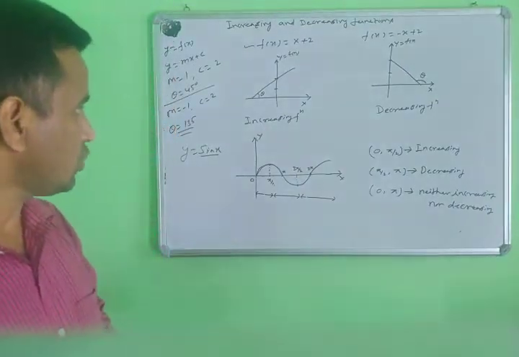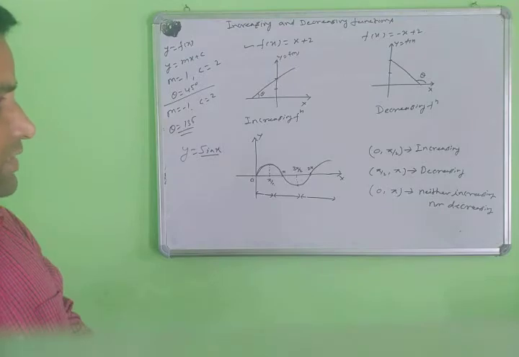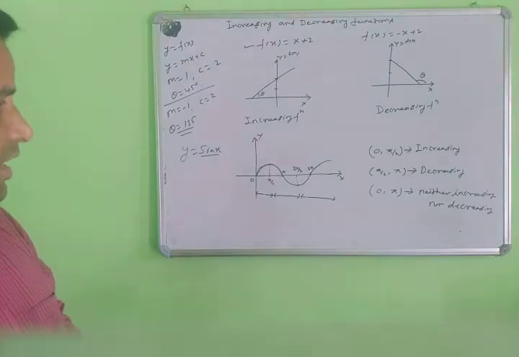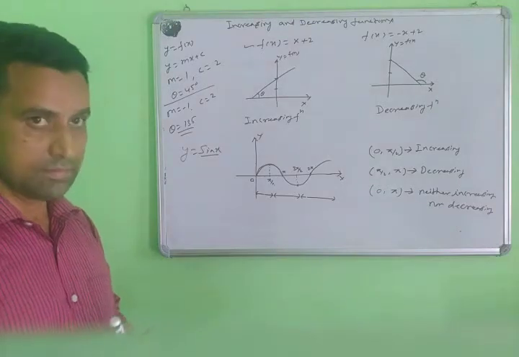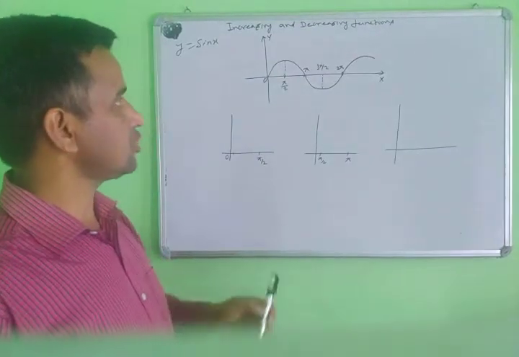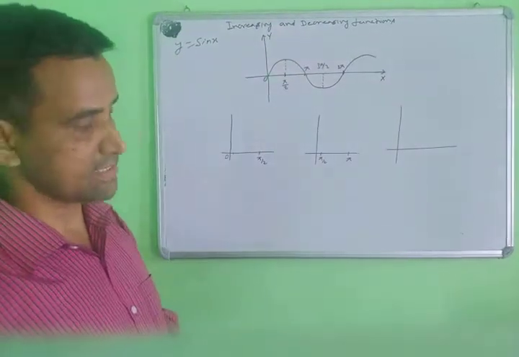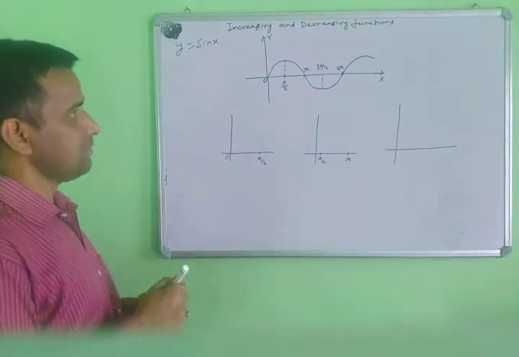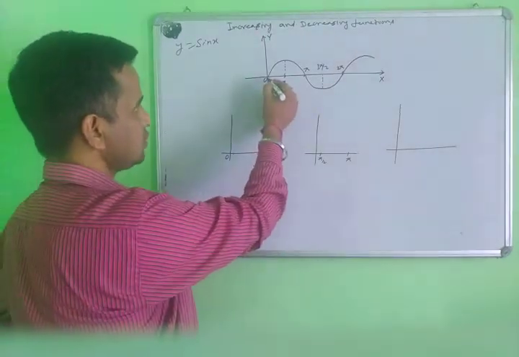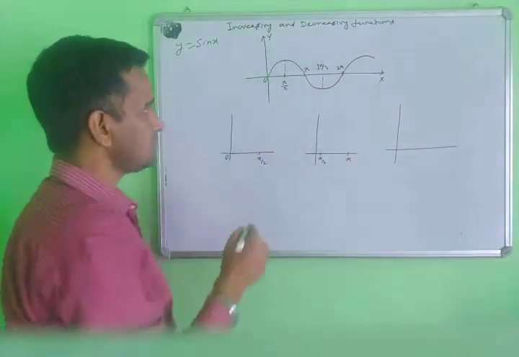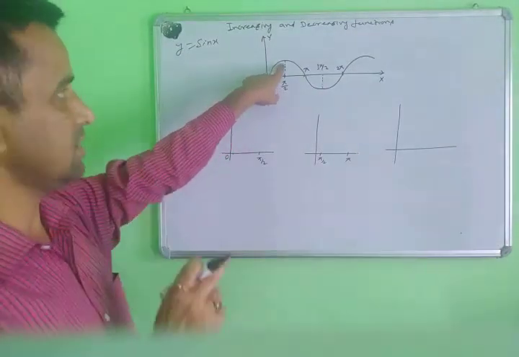Then what is the geometrical meaning of this? We will discuss it here one by one. Now the geometrical meaning for the function y equal to sin x. You observe that on 0 to pi by 2, the function is increasing here. This is the clear thing.